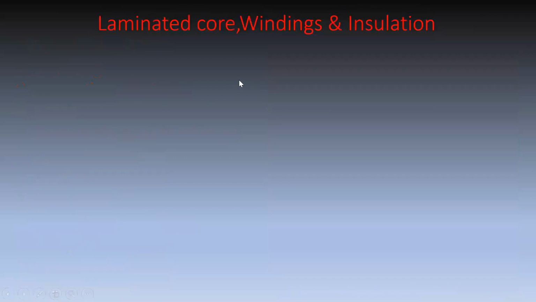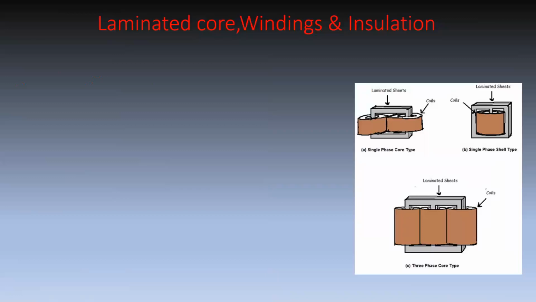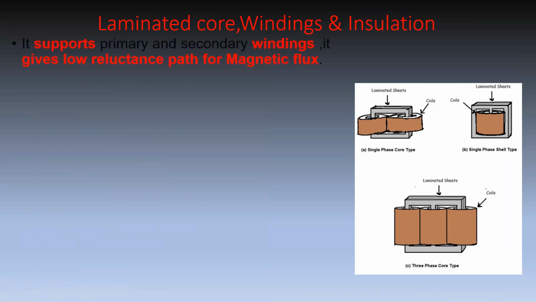Going to the next: laminated core, windings and insulation. This is the image showing core type, shell type, and three-phase core type. This portion is called the core. This is the magnetic core, and this is called the winding.